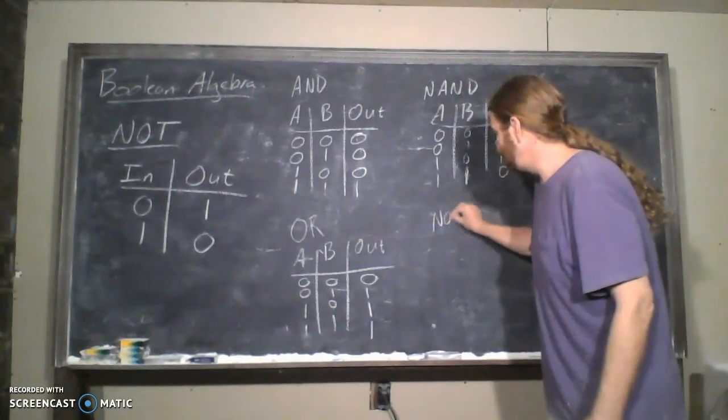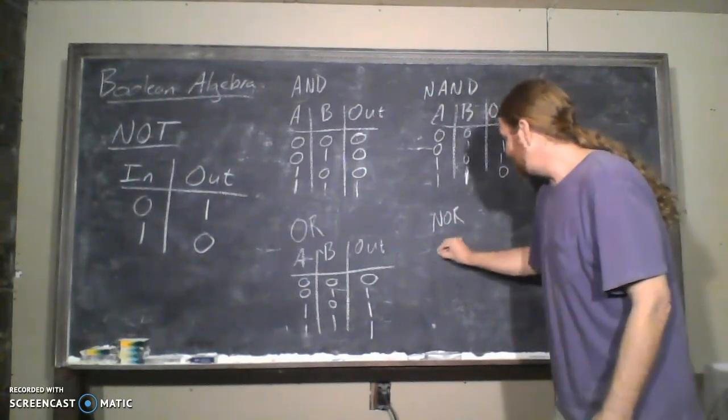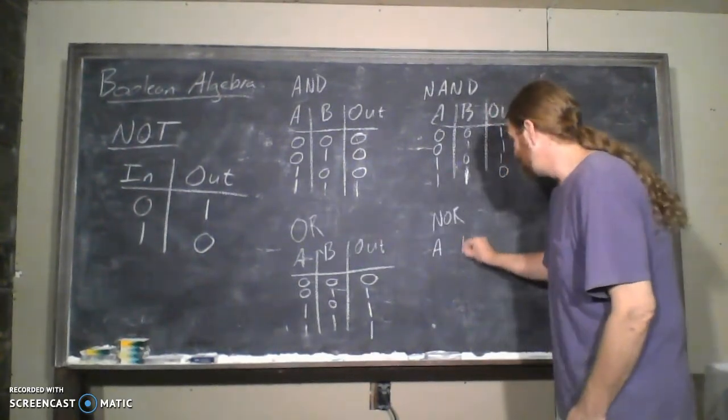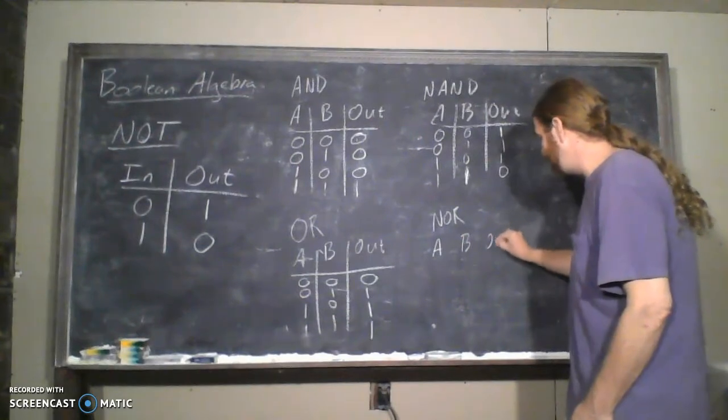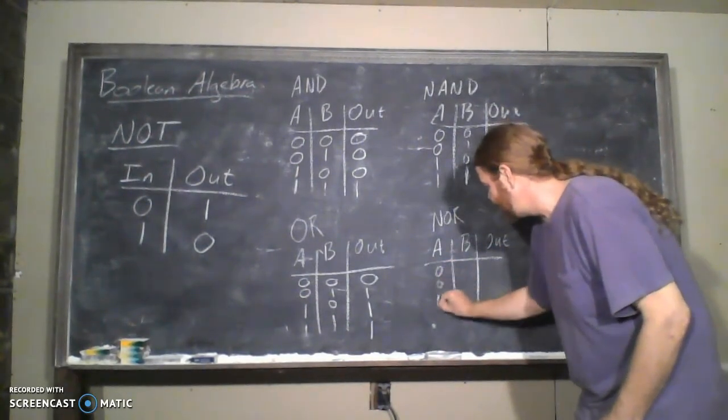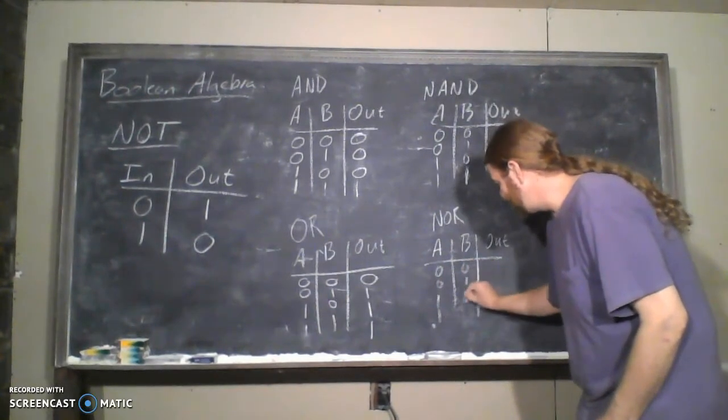Similar thing with NOR. The output is the negation of OR. So A, B, and out. 0, 0, 1, 1, 0, 1, 0, 1.